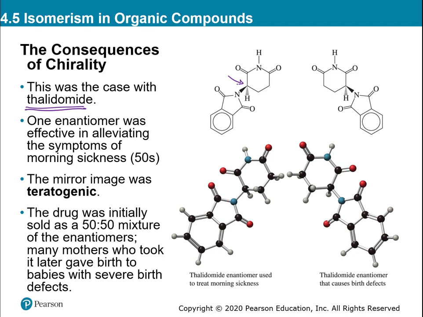Well, this is what happened when they went from just clinical trials to making enough to distribute to thousands of women. It got sold as a 50-50 mix of both right and left-handed drug combinations. And the negative aspect was that the right-handed form that had not been tested is actually teratogenic, which means it has the ability to cause birth defects.